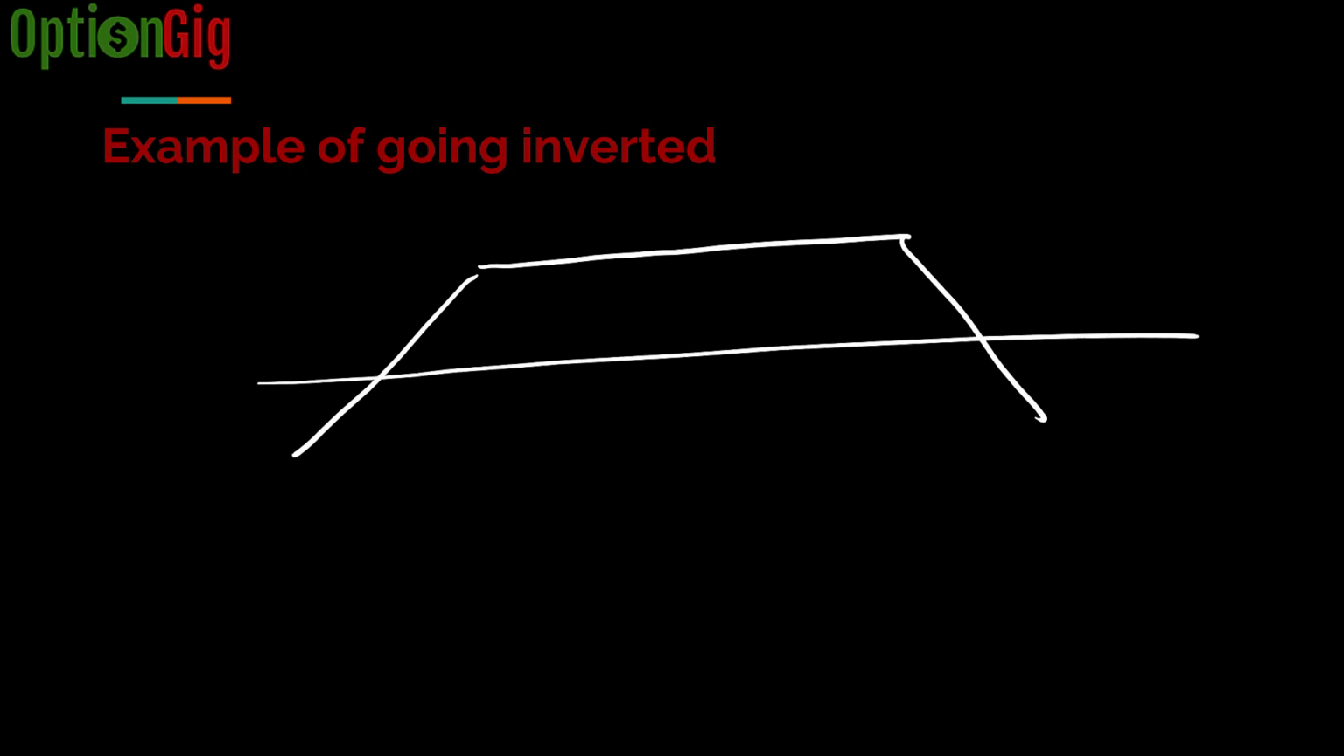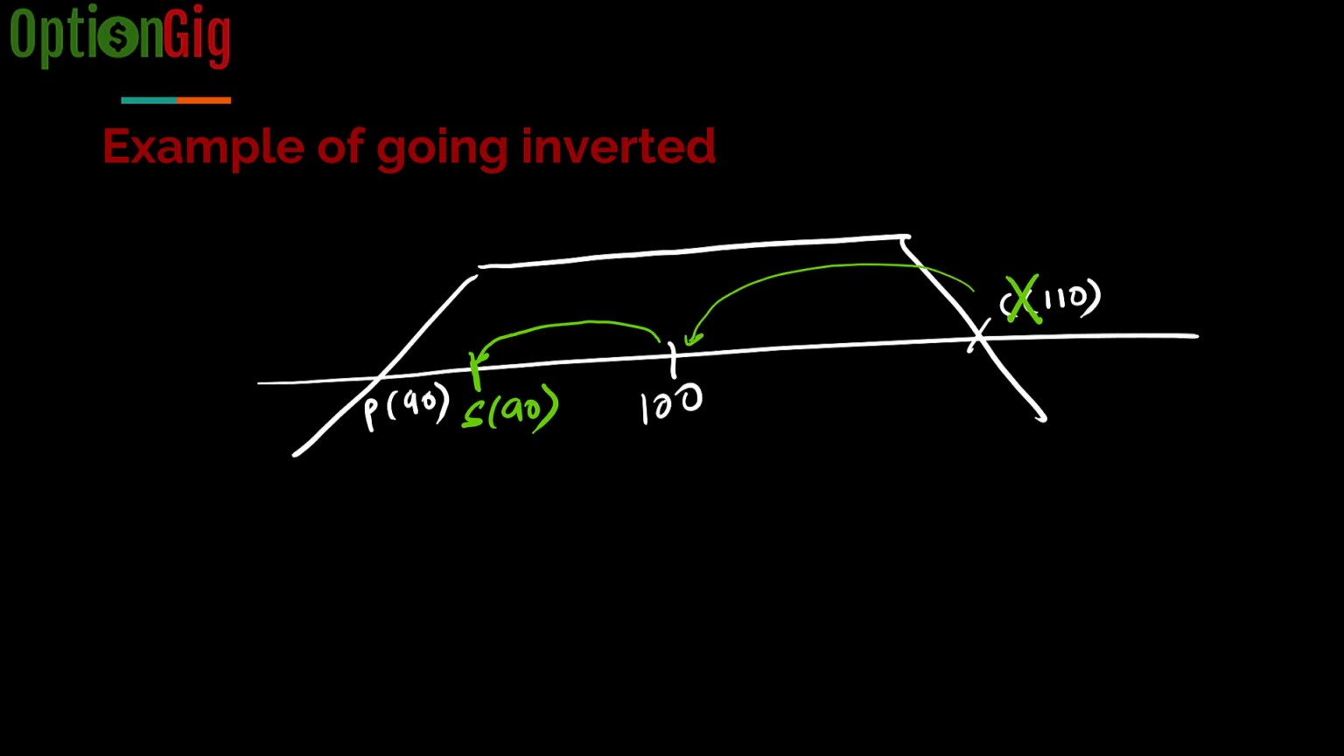Stock was trading at 100. You had your put at 90 and your call was at 110. Now the stock moved down, say from 100 to 90. So in this case, the stock is at 90, and what you have to do in the first step is roll down your call, meaning you close this call and roll it down to 100. So now your new trade is like this.